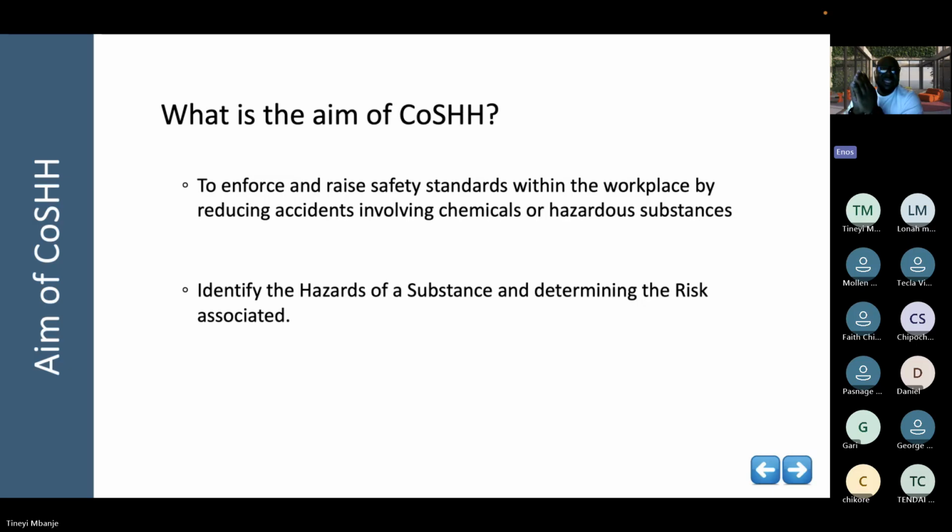And one of the key things is finding and understanding how COSHH is looked at from a professional point of view. It helps you understand maybe this little course that I've been given needs a little bit more work. The whole purpose of COSHH is to enforce and raise safety standards within the workplace by reducing accidents involving chemicals and hazardous substances. And I want to give you an incident.